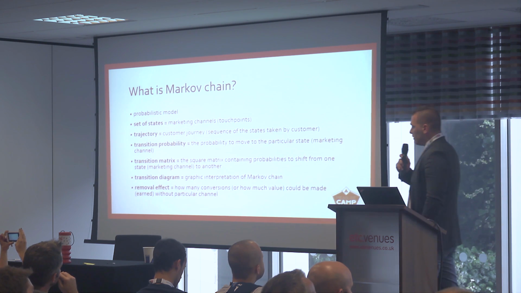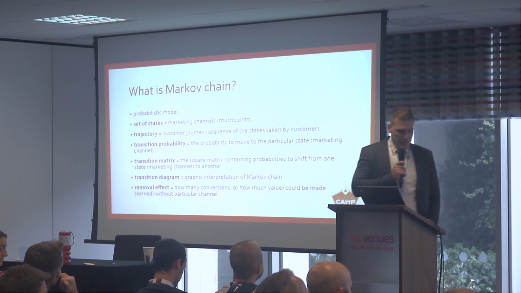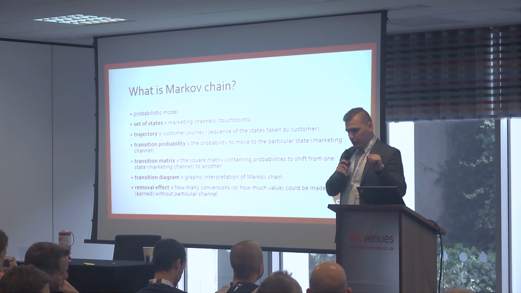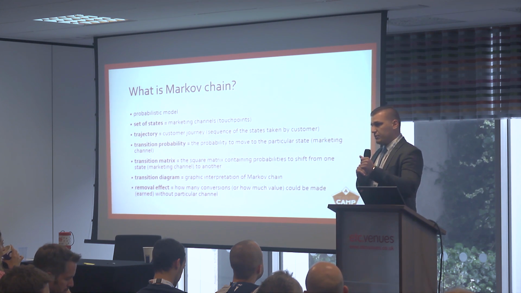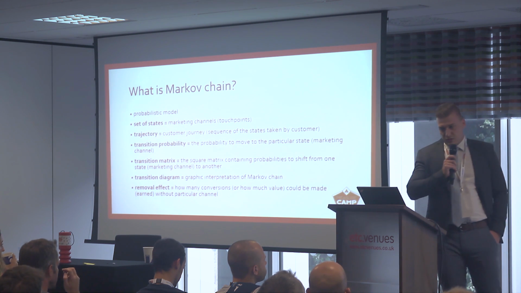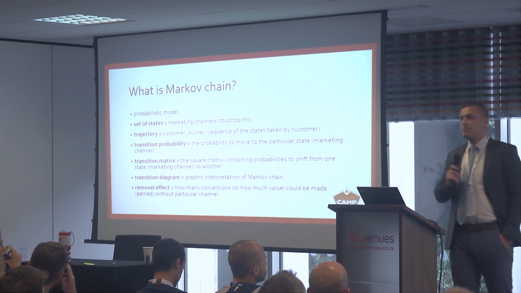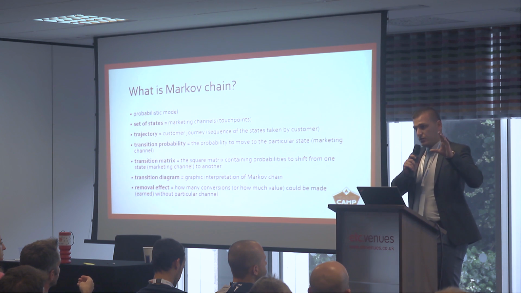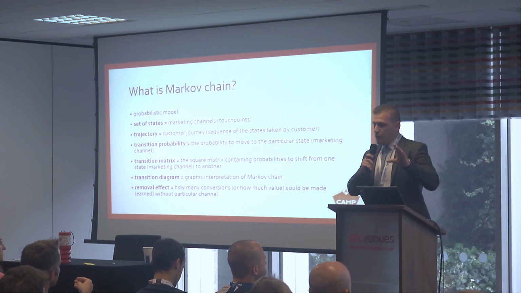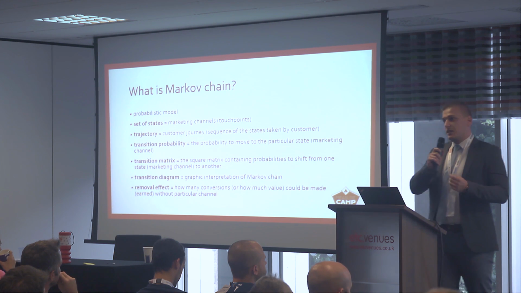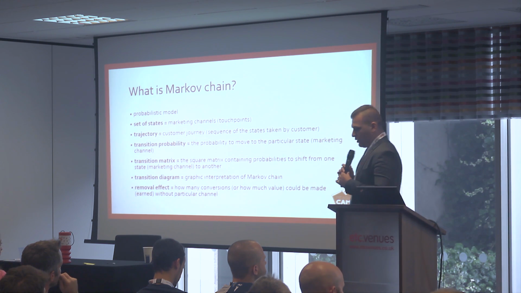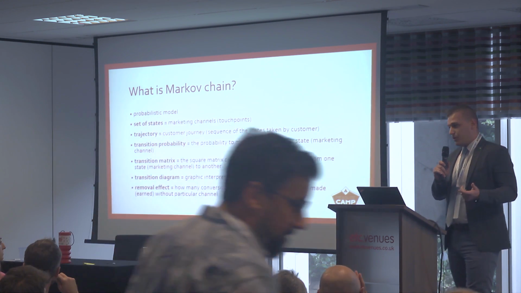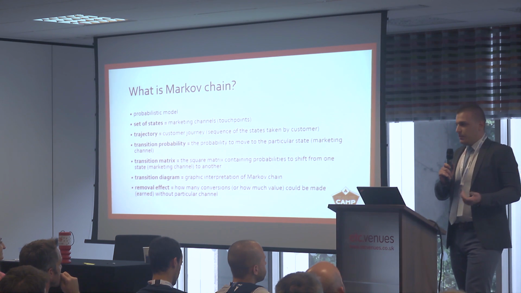Let me explain the logic of removal effect. Imagine that you have a full model with each possible marketing touchpoint, and you receive, for example, 1,000 conversions. Then I take one of those marketing channels, for example, direct traffic, and I receive only 200 conversions. And the difference between the full model and the model with the removed channel represents the importance of this channel. So the question here is, in football terminology, how many goals would Barcelona score if Messi wouldn't play? You got the logic?